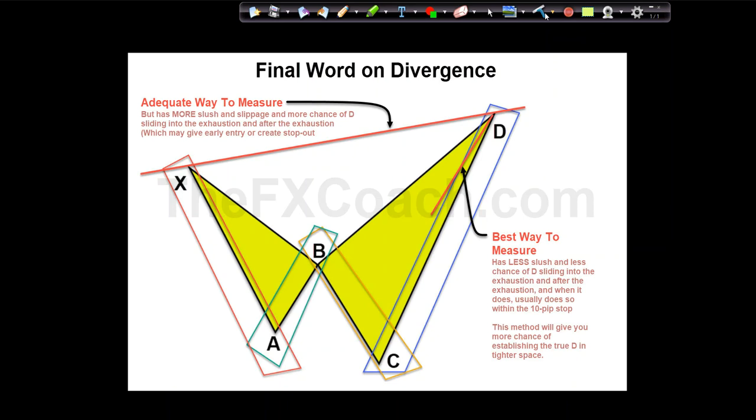So in here, see, some people have come to me and said, well, there was another educator who said we should measure from XD. And that's okay. But for the most part, those trades weren't using a 10 pip stop loss. They weren't precision entries.